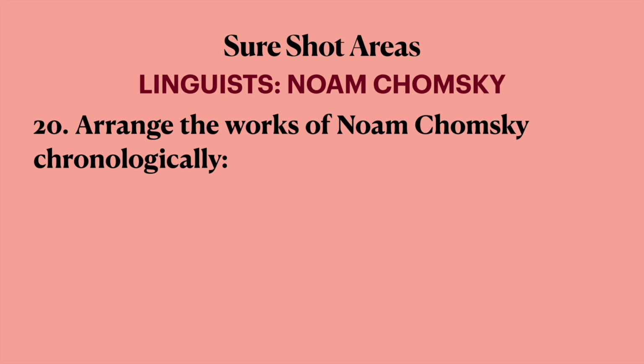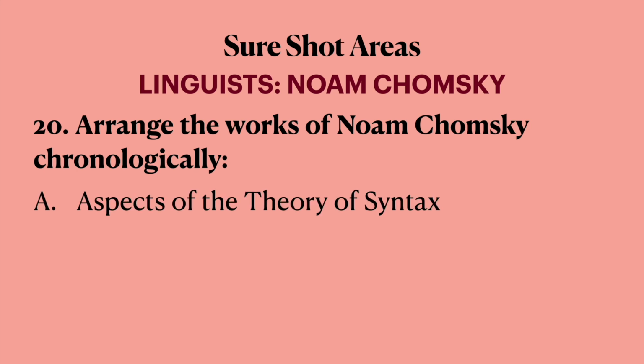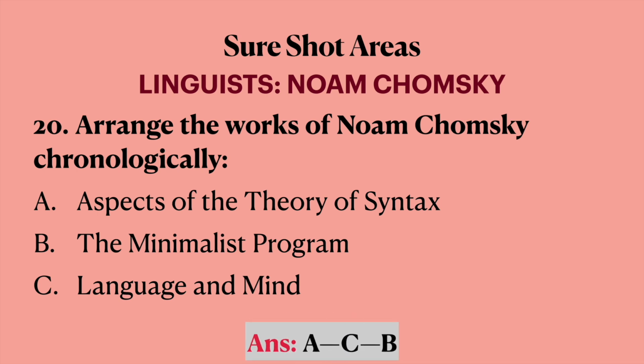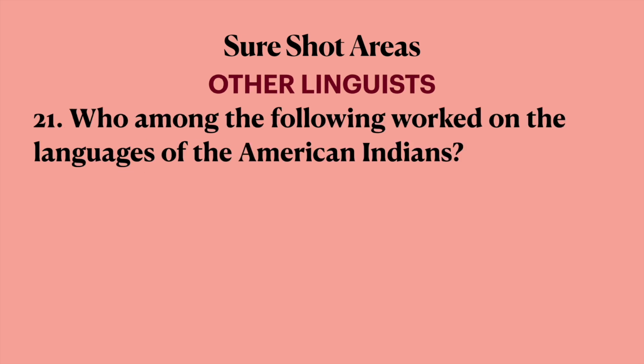Arrange the works of Noam Chomsky chronologically. A. Aspects of the Theory of Syntax. B. The Minimalist Program. C. Language and Mind. And the correct order is Aspects of the Theory of Syntax, Language and Mind, The Minimalist Program. There are so many other linguists that you need to know.